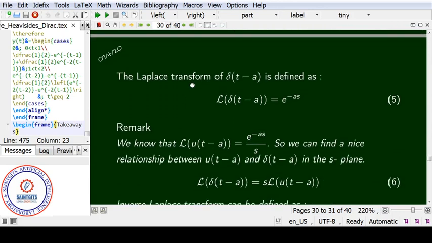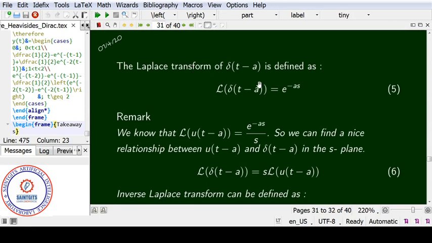The Laplace transform of the Dirac delta function. Next important function is the Dirac delta function. The Laplace transform of the Dirac delta function is defined like this: L of delta of t minus a is equal to e raised to minus as. So if the Dirac delta function is the argument, the Laplace transform is simply e raised to minus as. In the case of the unit step function, there is e raised to minus as by s. Here there is no division by s.